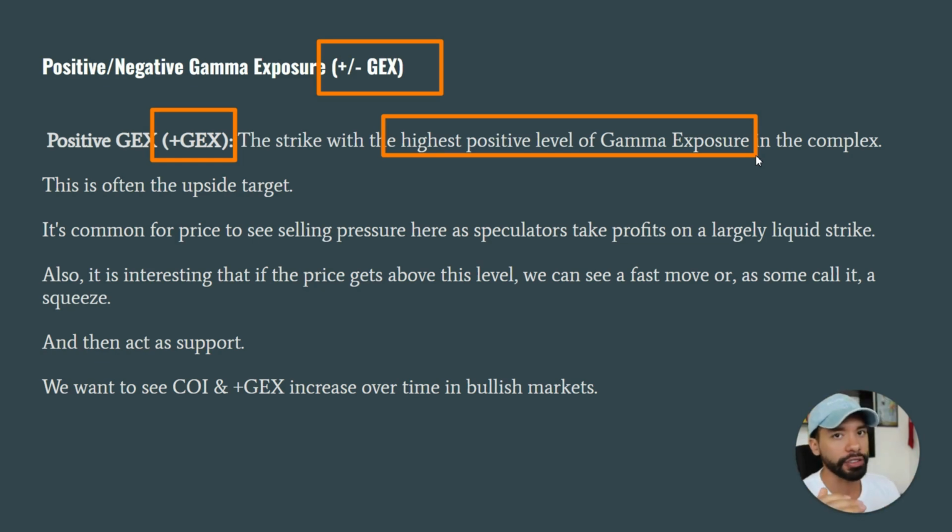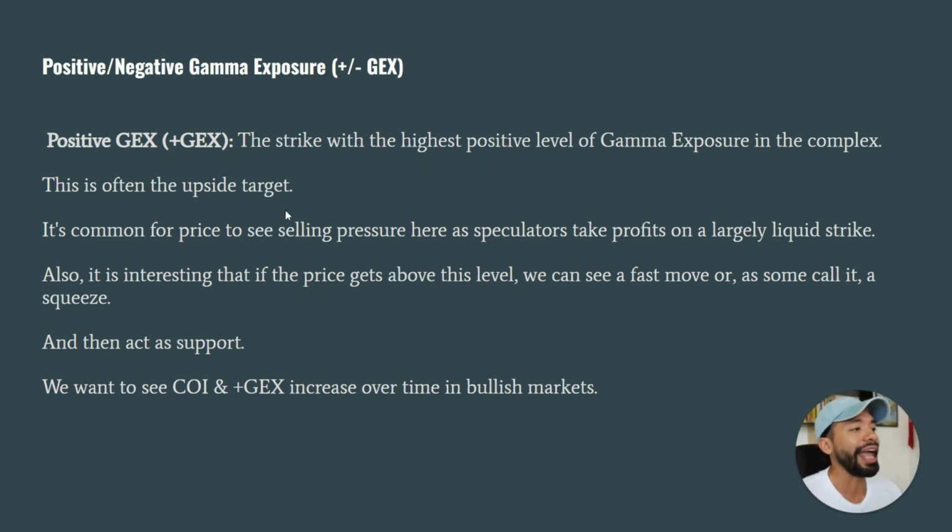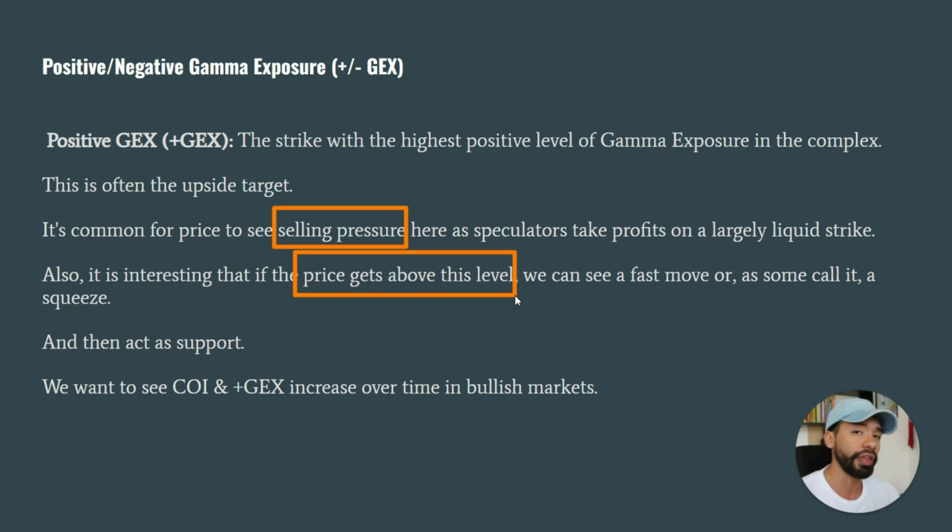What is really interesting is that when you are above that transition zone, that level tends to act as a magnet for price. So of course, if we happen to go to that level, expect some selling pressure as speculators start to take some profits from it. It's also interesting that if price actually gets above that level, we tend to have really strong moves to the upside, or you can actually call it a squeeze. That tends to happen a lot.